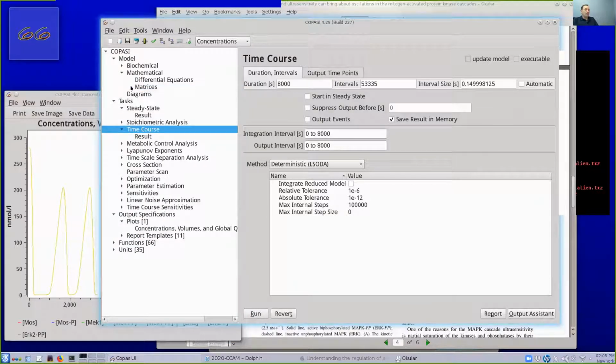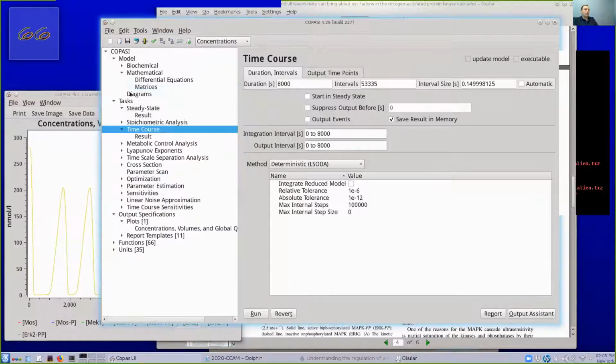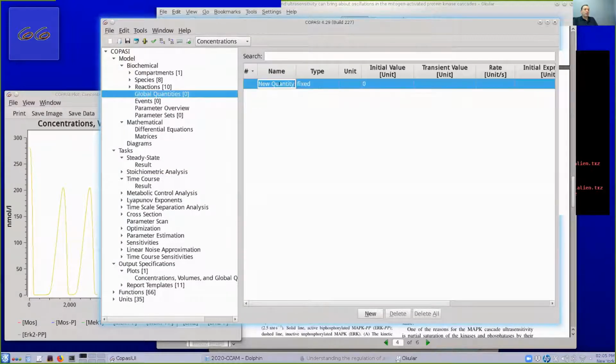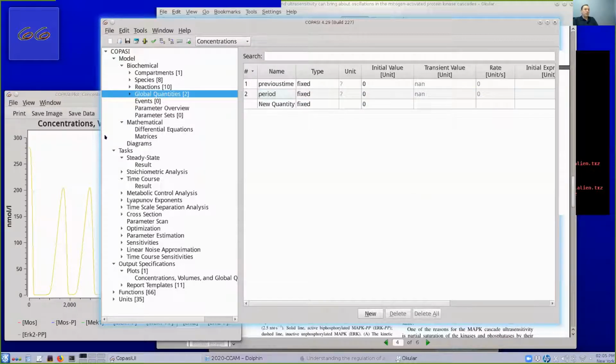But before I do it, I need 2 extra variables that are just going to be needed to calculate the period. I need one of them to tell me what was the time of the previous peak. And then I need one that measures the period, which is the current time minus the time of the previous peak. So I need to create those 2 things in the model, and I create them in these so-called global quantities. First one, I'm just going to call it previous time. And the other one, I'm just going to call it period, which is really what we want to measure. And leave them at 0 for now.